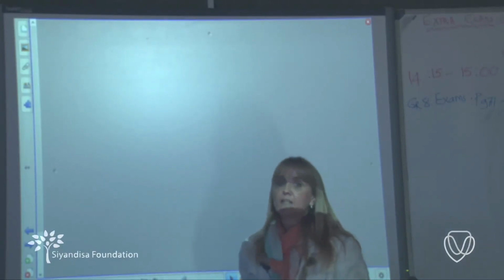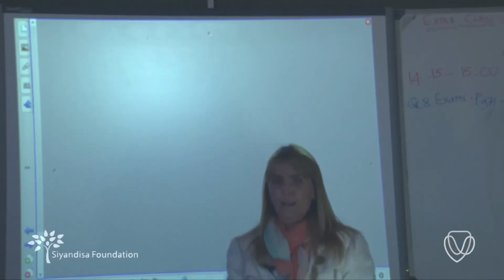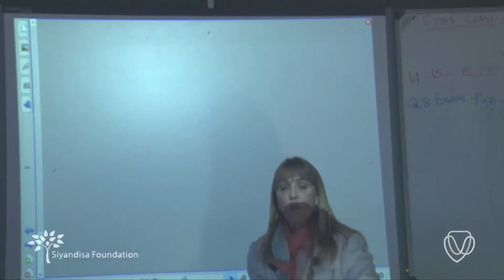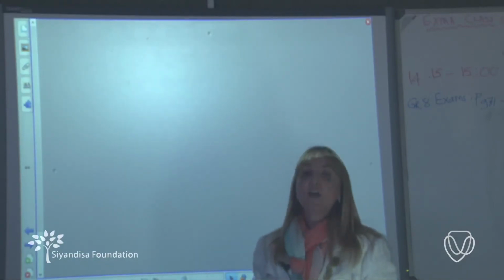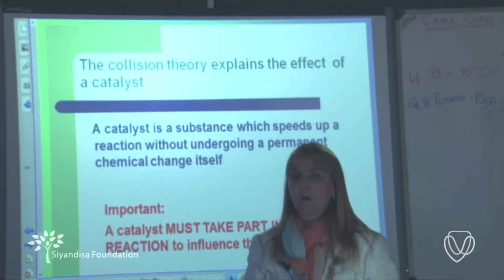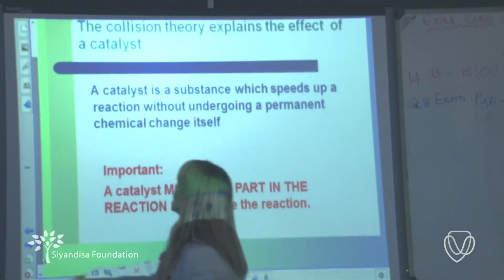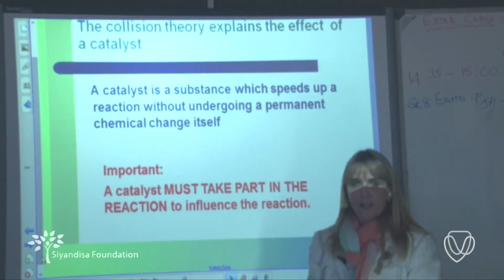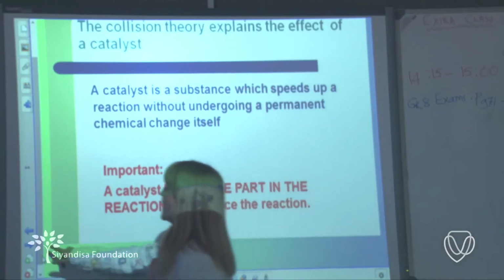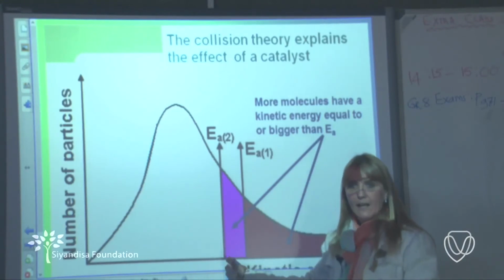Now, ladies and gentlemen, that is what a catalyst does. A catalyst doesn't lower the activation energy of a reaction, but what it does do is offer a pathway with a lower activation energy, so that even those particles that have a low kinetic energy can take part in the chemical reaction. So catalysts do take part in the chemical reaction, but they are not used up or changed during the chemical reaction. They simply offer a pathway with a lower activation energy.